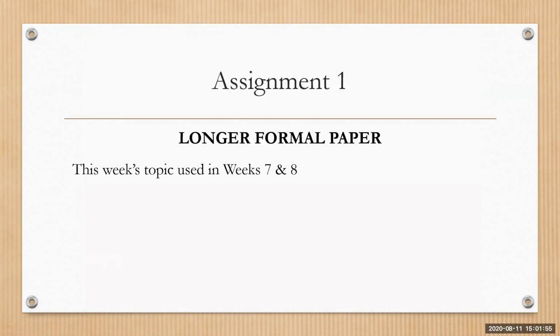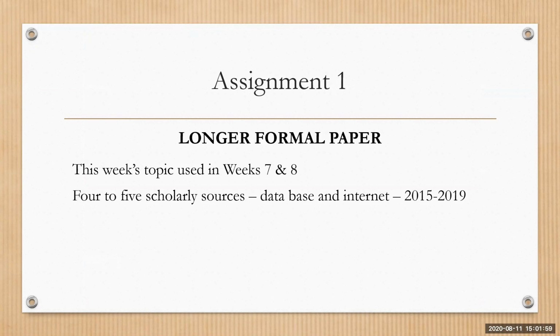So to review, this week's topic will be used in weeks 7 and 8. You need 4 to 5 scholarly sources from the database and the internet. Make sure that your dates are current. And certainly, we want to see more journal articles than internet sites. You might have 1 or 2 in there, but the bulk of it should be database articles.